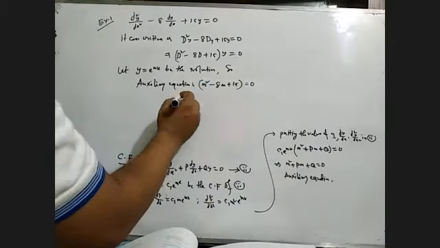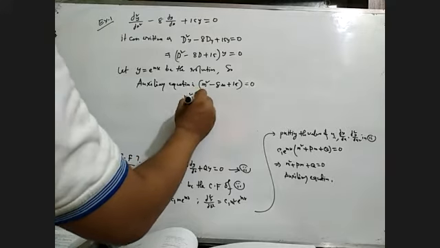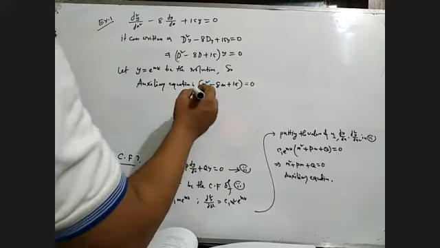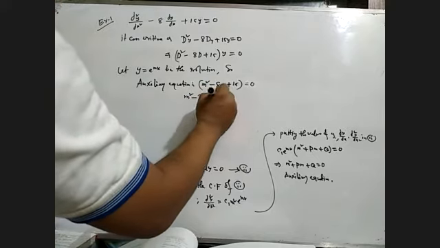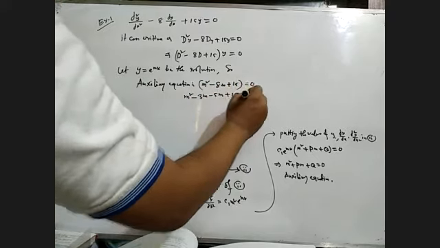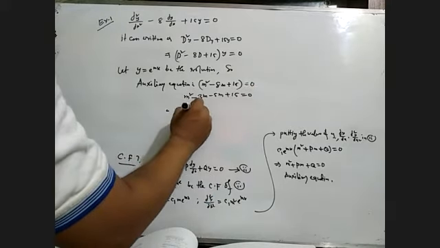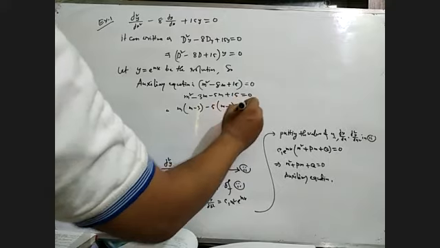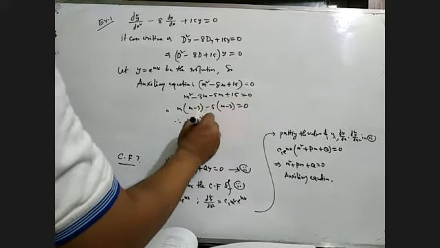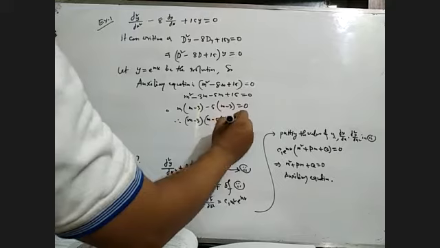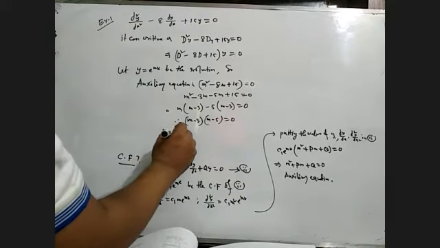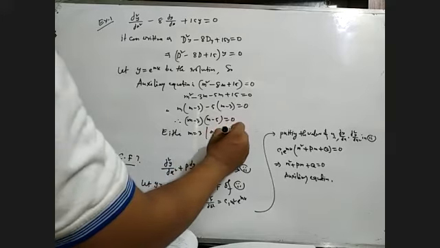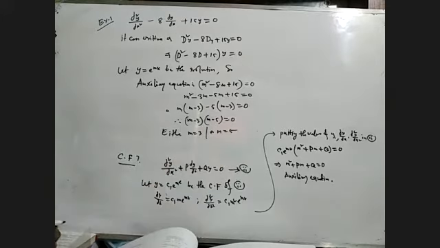Now solving for m, splitting the middle term: m² − 3m − 5m + 15 equals 0. Taking m common and then −5 common, we get (m − 3)(m − 5) equals 0. Therefore, either m equals 3 or m equals 5.